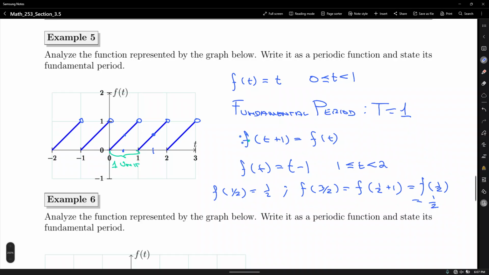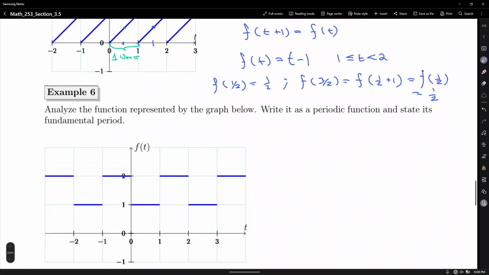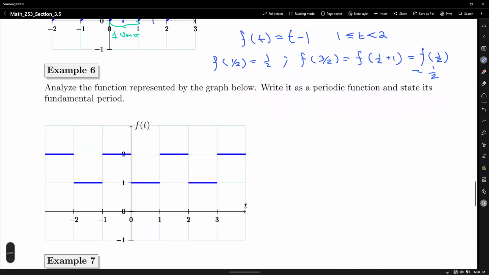Let's have a look at another example. These are going to get fancier. Analyze the function represented by the graph below. We have a bunch of horizontal lines interrupted with jump discontinuities here and there. Well, let's see about it. You can determine the fundamental period anywhere you want; it's going to be true for the entire domain of the function. However, I like starting at 0 and seeing how the shape of the graph repeats.